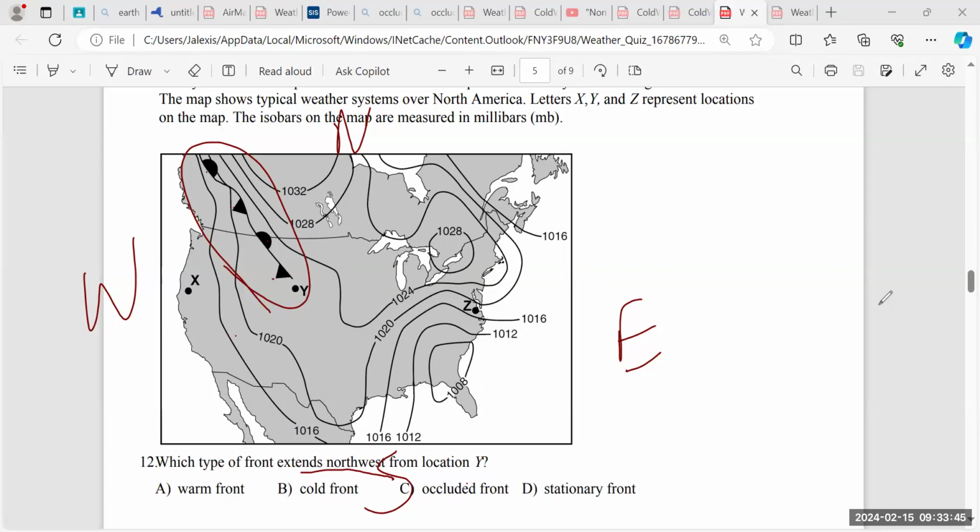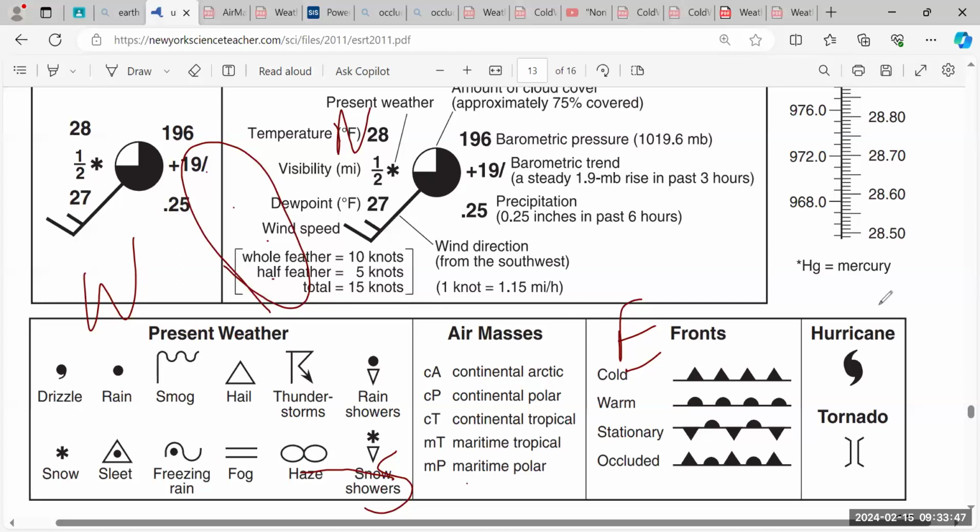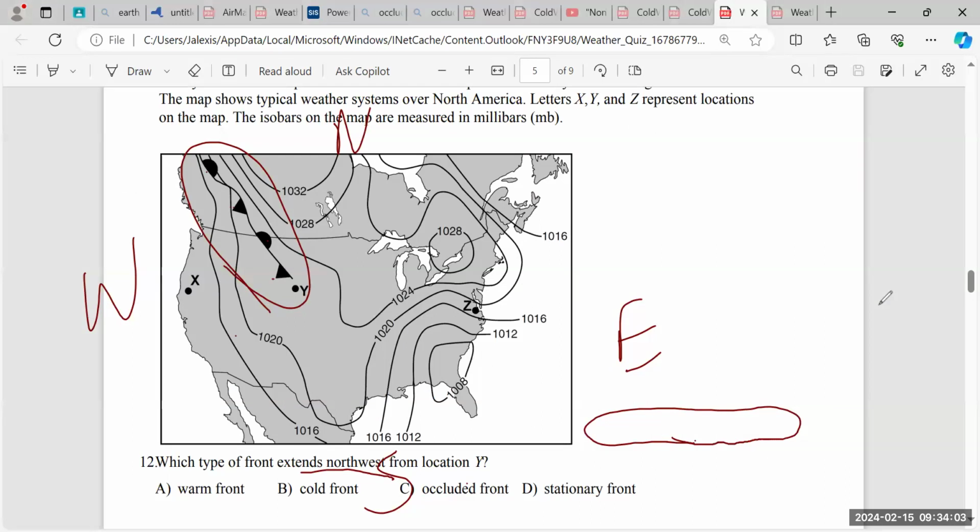Well, I'm going to go to page 13. And what do I see? I see circle on one side, triangle on the opposite side. This is clearly a stationary front. And so therefore the correct answer is going to be choice D.